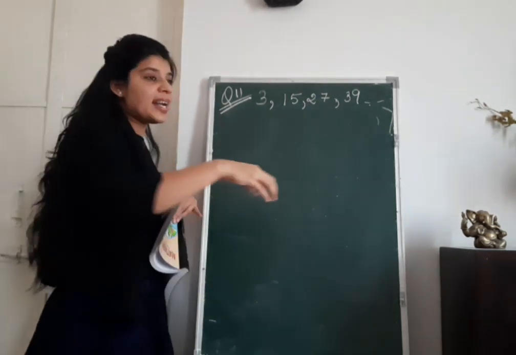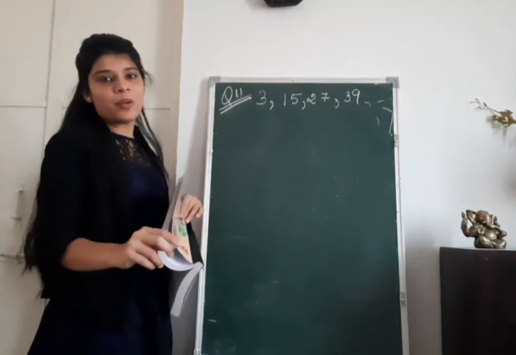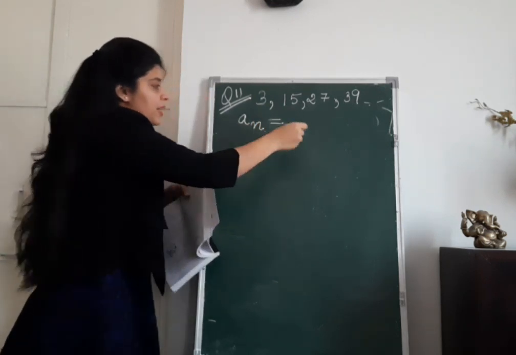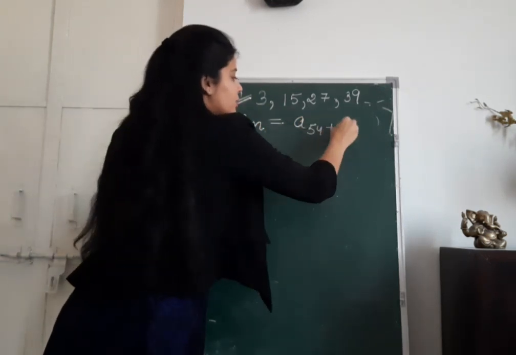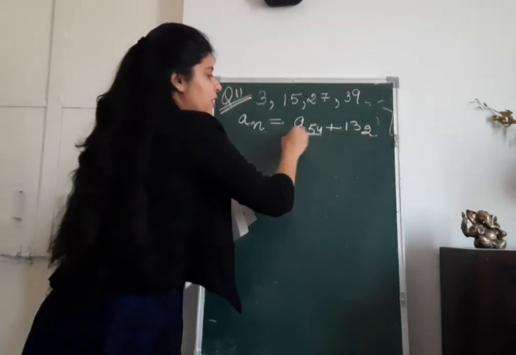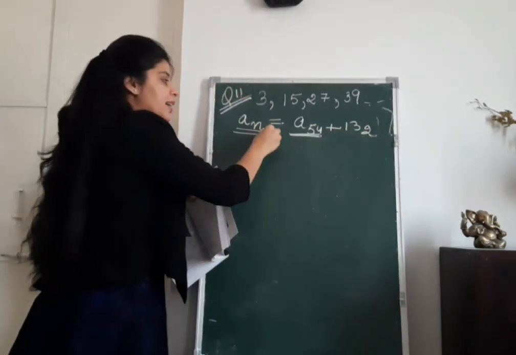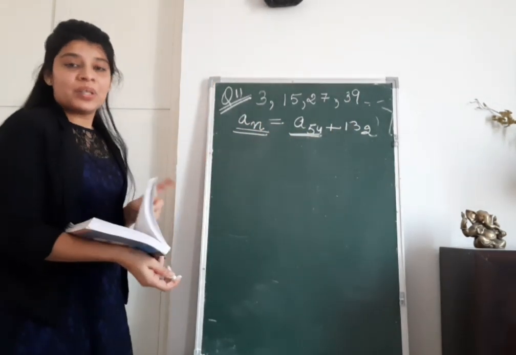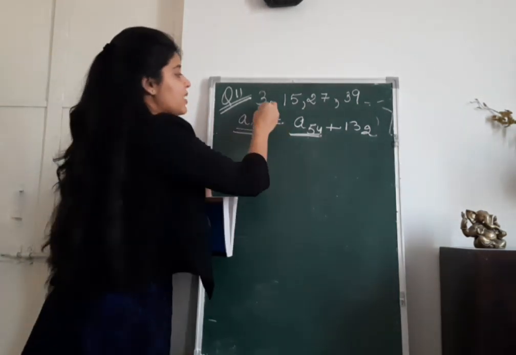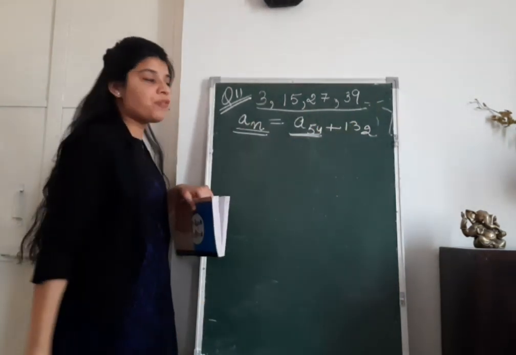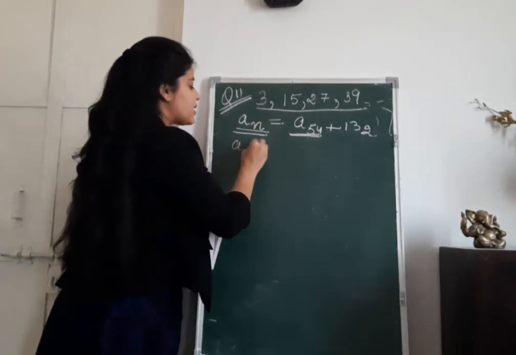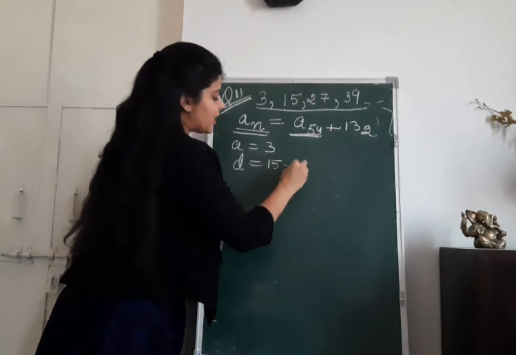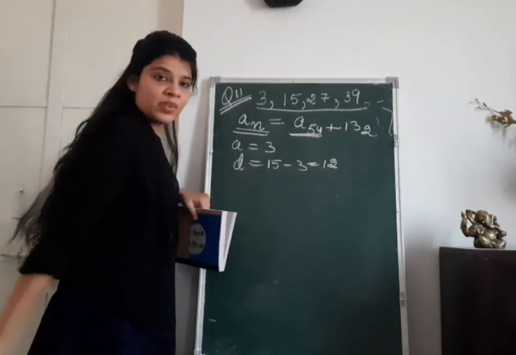So let us suppose that that term is the nth term of this AP. Then I can say they are asking me, I have to find out which term of an AP will be 132 more than the 54th term. So if it is the nth term, then an is equal to a54 plus 132, right? Now see, let's try to find out the value of a54 using this. Can I say a is equal to 3 here? Then d is equal to 15 minus 3, that is equal to 12, right?